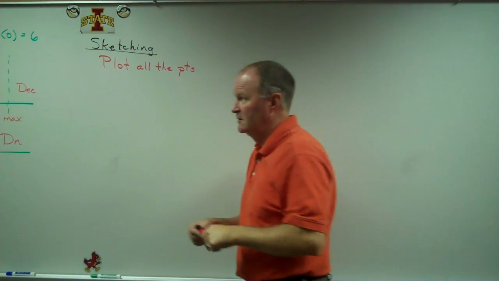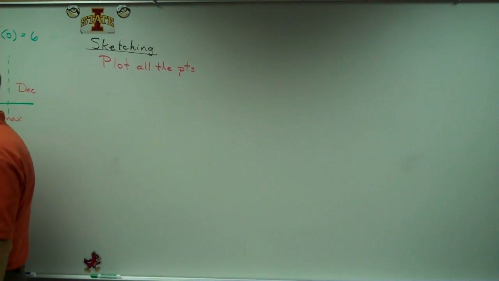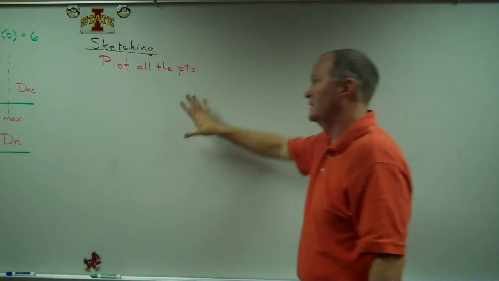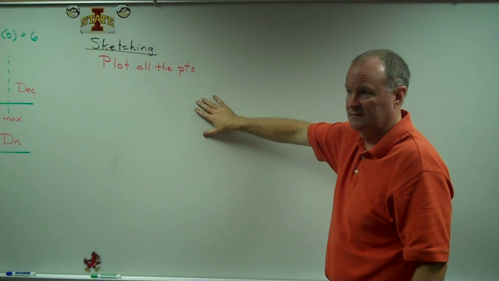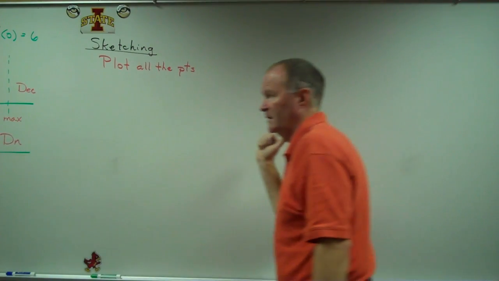Those points are x-intercept and y-intercept. Could be a vertical asymptote, a horizontal asymptote. Your critical points and your inflection points. Keep in mind, we're trying to sketch the graph of this, not the first or second derivative. We're done using those when we go to sketch. We're just worried about f of x.